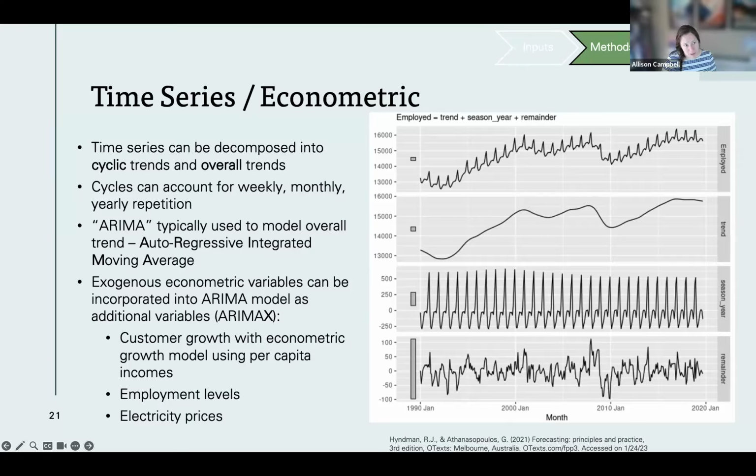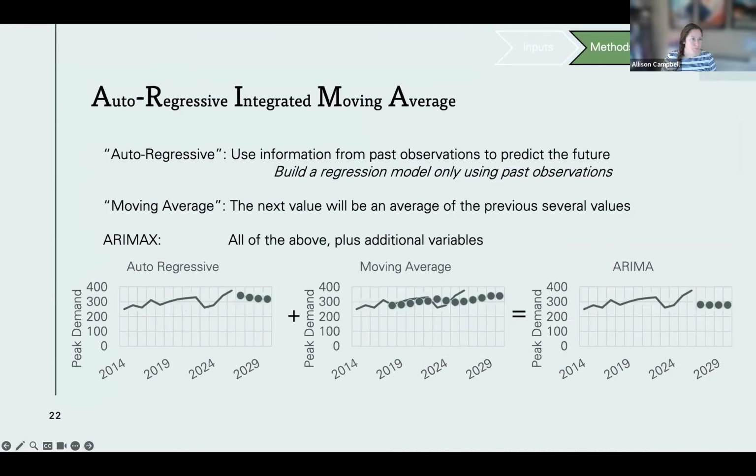But before I do that, I just wanted to also mention that you can also incorporate exogenous economic variables and any kind of exogenous variable, so long as it's a time series variable. And when you do that, it's called ARIMAX, just so you know the terminology if you see this in a forecast. So you can also incorporate customer growth using per capita incomes, employment levels, electricity prices. All these additional variables can be added to your model.